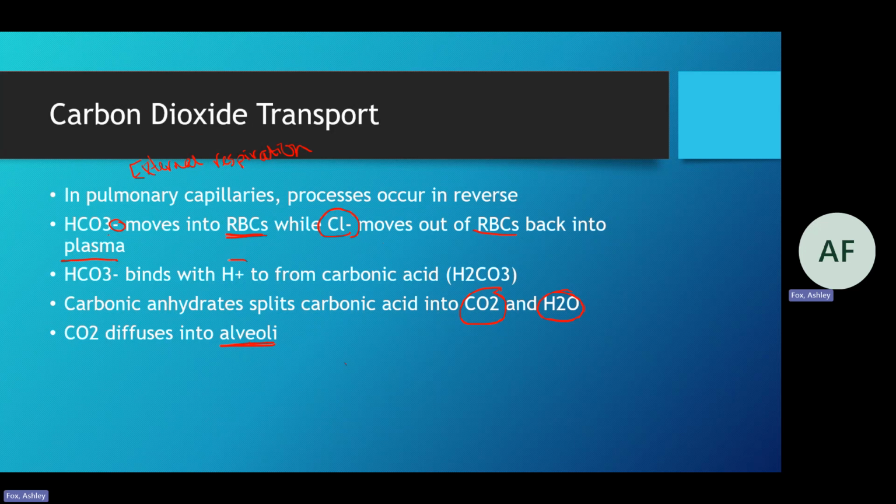The hydrogen ions that are still in the red blood cells and being held are going to be added to our bicarbonate ions, and we're going to get carbonic acid. So we're going to get back to that, which then can split by carbonic anhydrase into carbon dioxide and water, and then we get rid of it. So it's traveled from systemic all the way to pulmonary, and then is released by the alveoli.